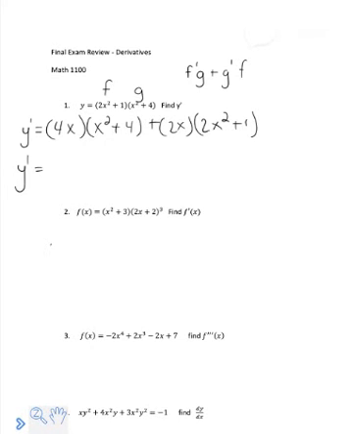Simplify: 4x to the third plus 16x plus 4x to the third plus 2x gives us 8x to the third plus 18x.